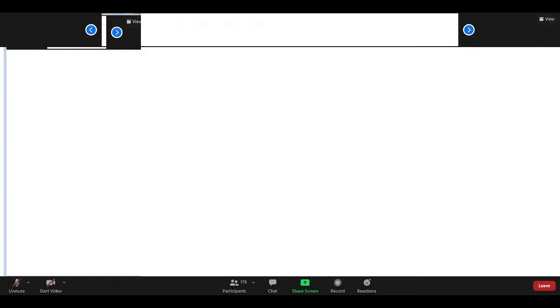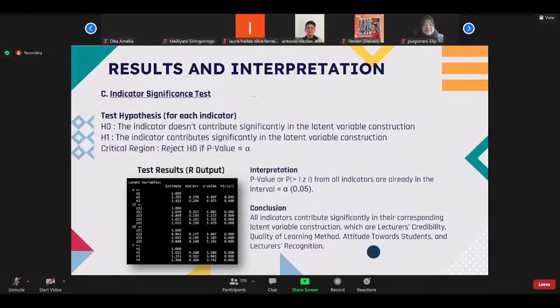This is the hypothesis test related to the significance test for each indicator. Okay, we can see the R output. In this case, the p-values of all indicators are less than 5%. Okay, you can see that.